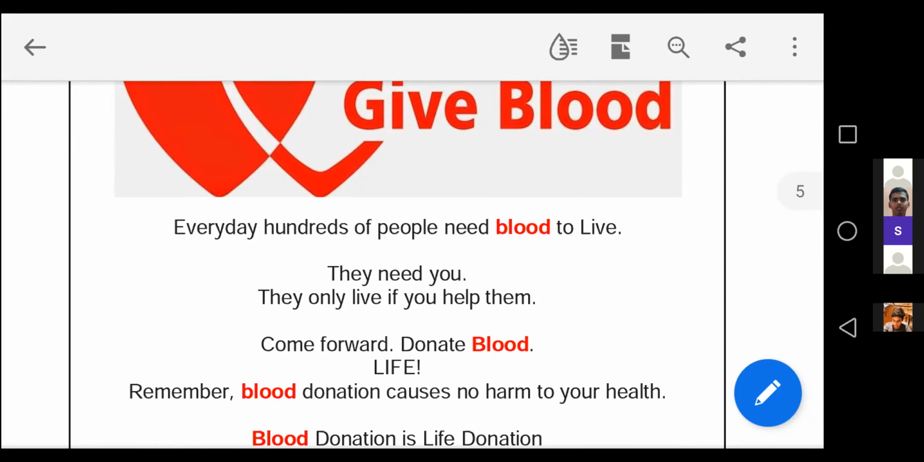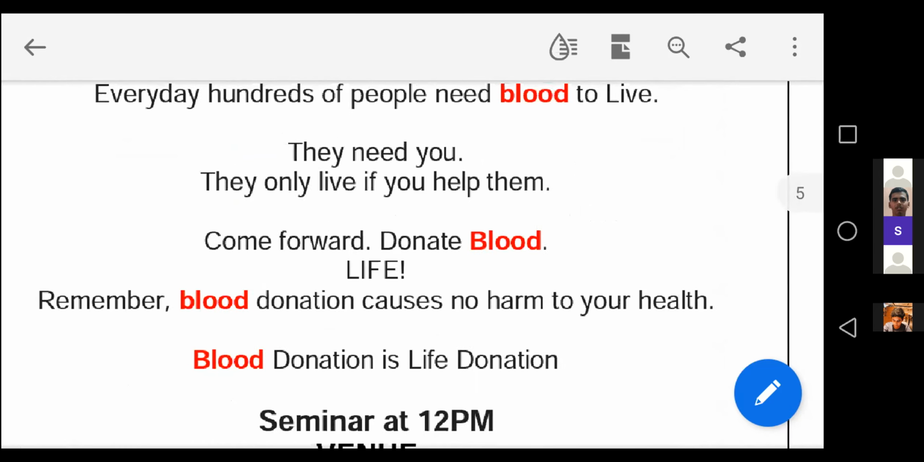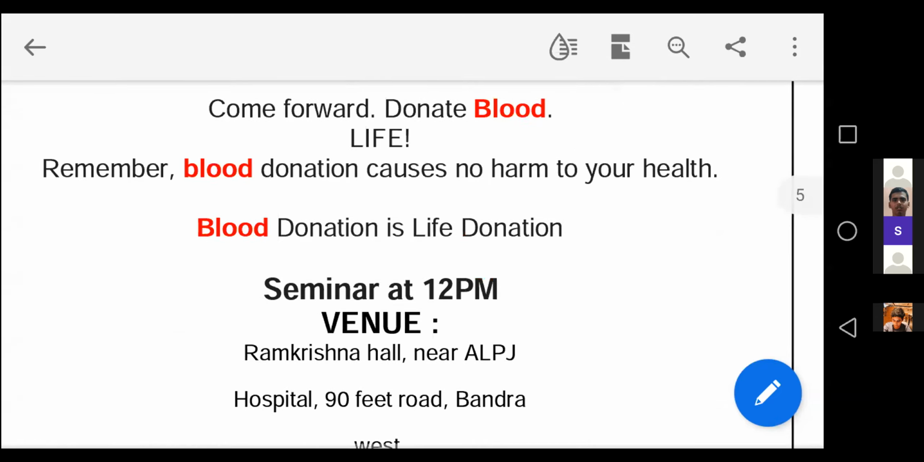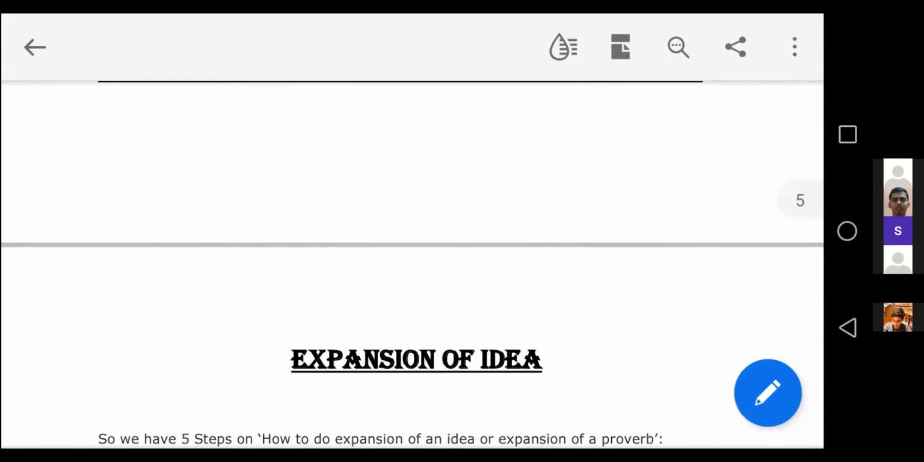The next thing, come forward, donate blood, donate life. Remember, blood donation causes no harm. And this is a very strong statement also. Many people feel if I donate blood, I will faint, right? So that's what we need to understand, that nothing will happen to you if you decide to donate your blood. And then you also have to explain at which place this blood donation is going to happen, at what time, and what's the address, and so on. So this was about the appeal.